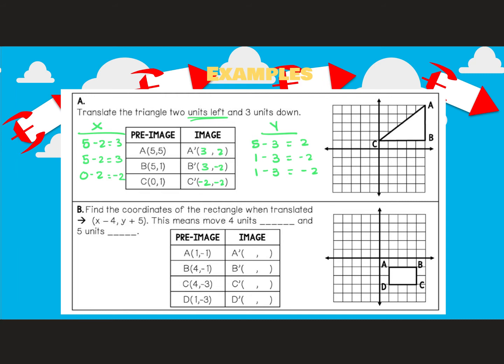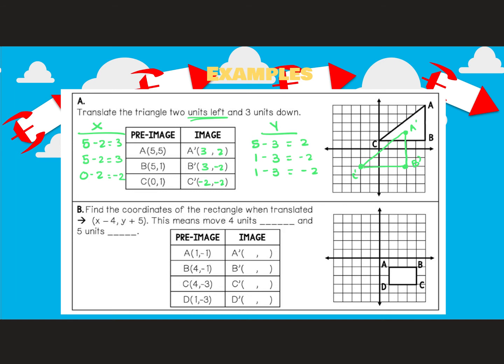Now we're going to plot the points of our new image. We have 3, 2. So we go over 3 and then up 2, which will be about right here. I know there's a triangle there. We go over 3 and then down to -2. And then we go to -2 and down -2. So here are A prime, B prime, and C prime, and that is our new image.